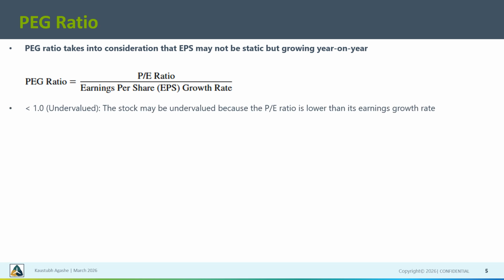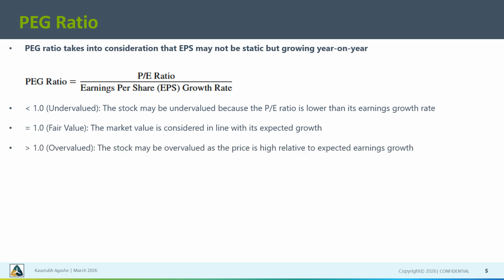Less than 1 value of PEG ratio is considered that the share is undervalued. The stock may be undervalued because P/E ratio is lower than its earnings growth rate. If PEG ratio is equal to 1, it is considered to be at fair value because the market value is considered in line with its expected growth. And lastly, if PEG ratio is more than 1, the stock is considered to be overvalued because the price is high relative to expected growth, earnings growth.